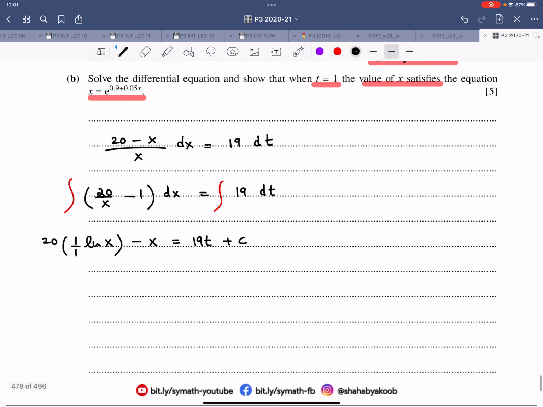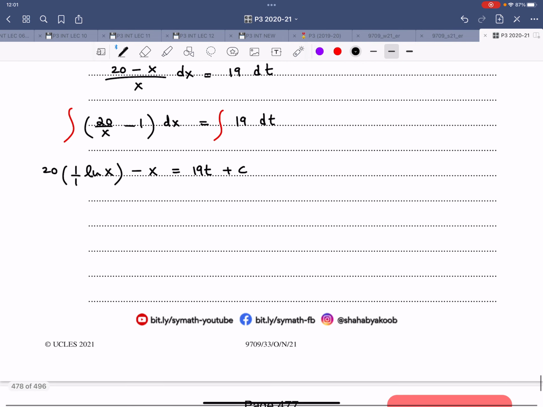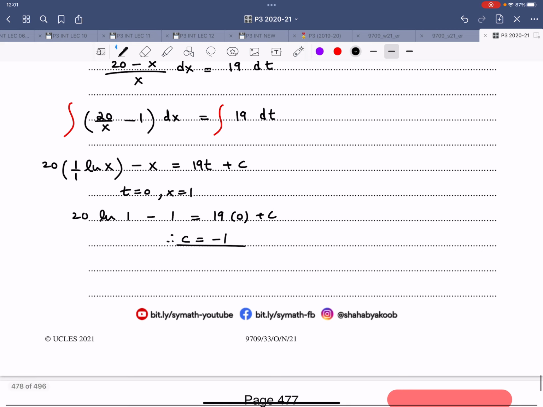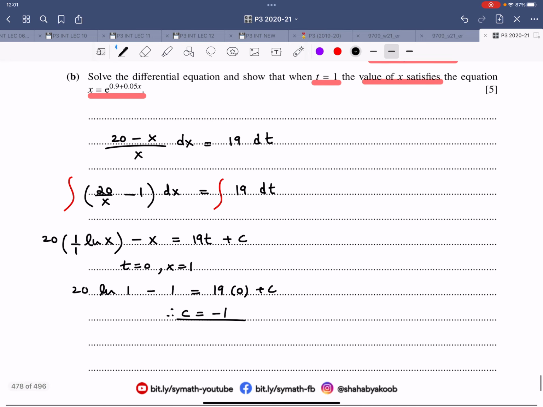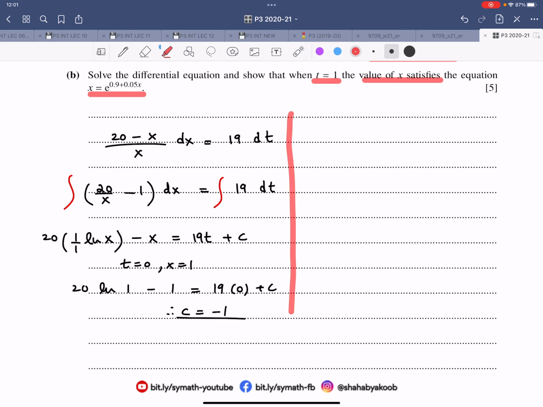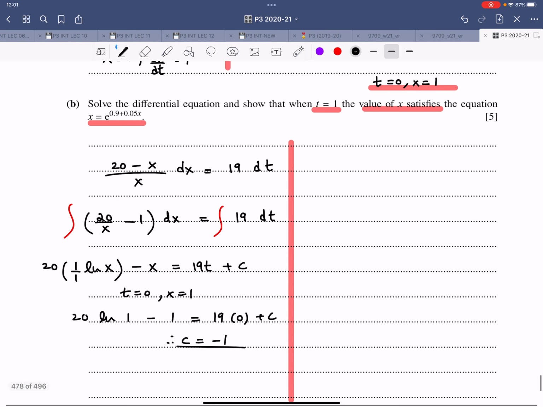First let's evaluate c. When t is 0, x is 1. So 20 ln 1 minus 1 equals 19 into 0 plus c. ln 1 is 0, 19 into 0 is 0. Therefore, c comes out to be negative 1. So therefore c comes out to be minus 1. Therefore the equation is 20 ln x minus x equals 19t minus 1.